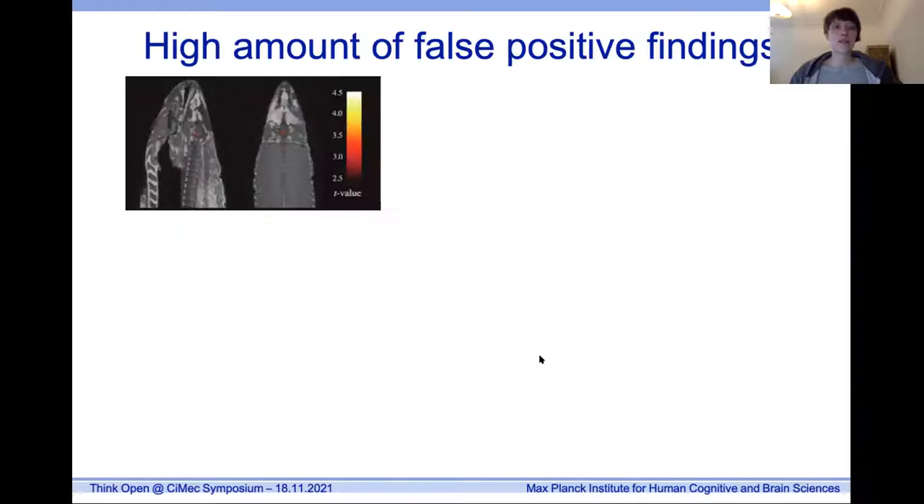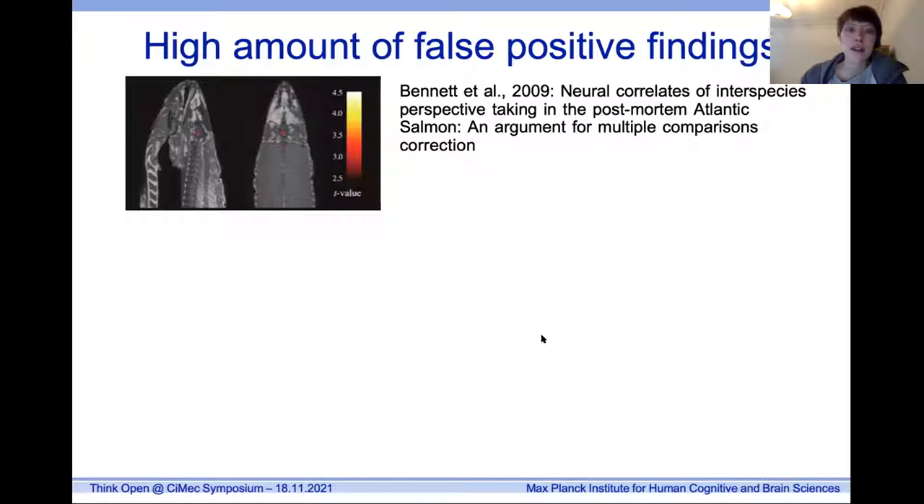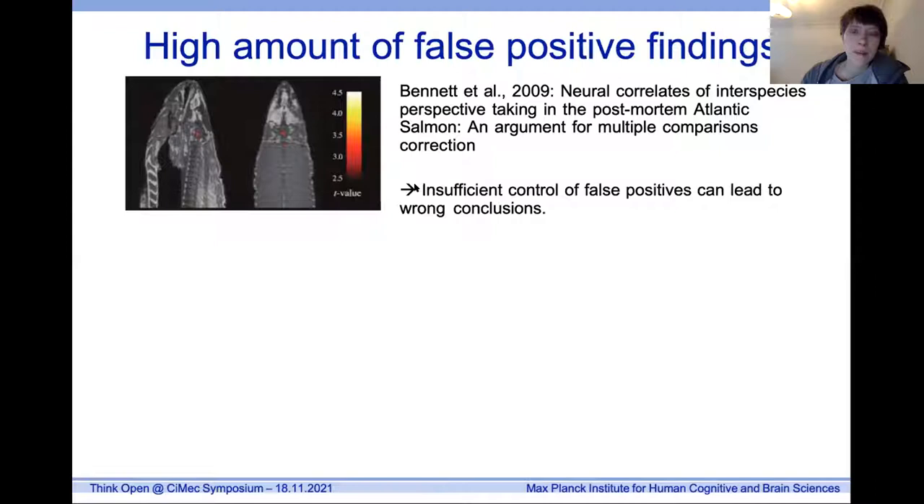I come back to my title. In this poster that was presented at the OHBM in 2009, which was a bit of a satirical contribution, I would say, researchers looked into the neural correlates of interspecies perspective taking by scanning actually a dead fish and not correcting for multiple comparisons, which then led to these activations. Even though it's more or less a joke, I would say it still shows that insufficient control of false positives can lead to very wrong conclusions if you approach an experiment with a certain expectation.